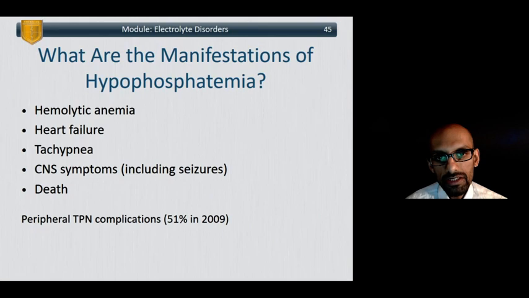So what are the manifestations of hypophosphatemia? Overall, hemolytic anemia, heart failure, tachypnea, CNS dysfunction, including seizures, and eventually it can progress to death if low enough. These are complications of hypophosphatemia when you initiate TPN.